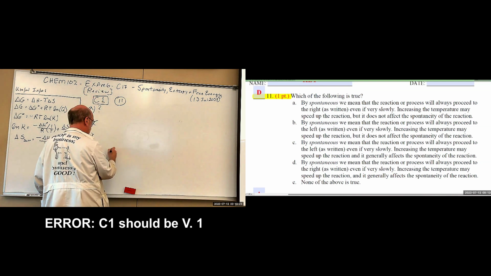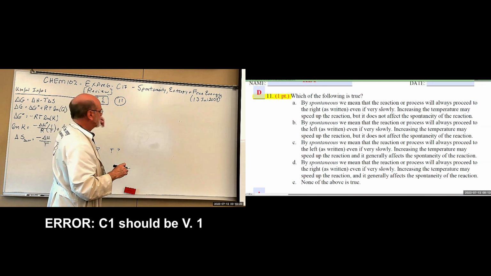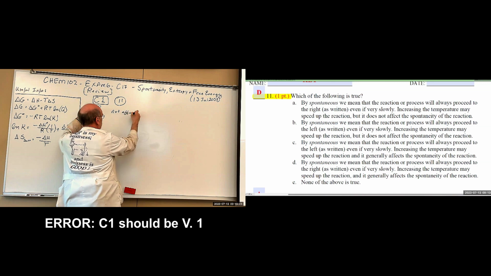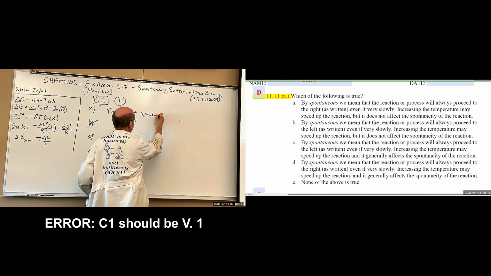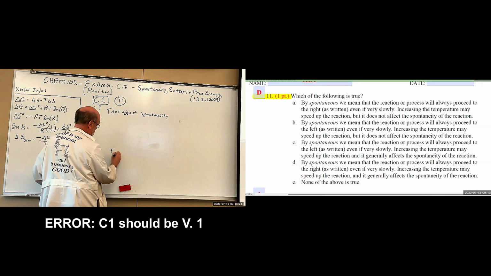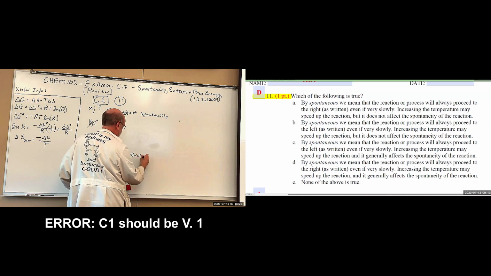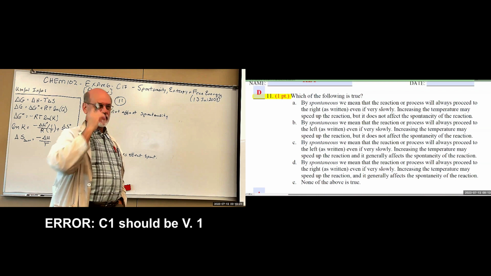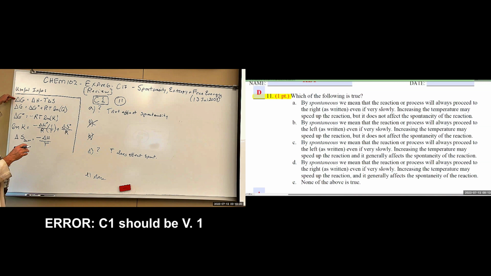Temperature is the question mark. Does it affect? Does it not affect? Temperature does not affect spontaneity, or temperature does affect? Okay, so how do we get a handle on this? I think the easiest way is to look at this equation right here.